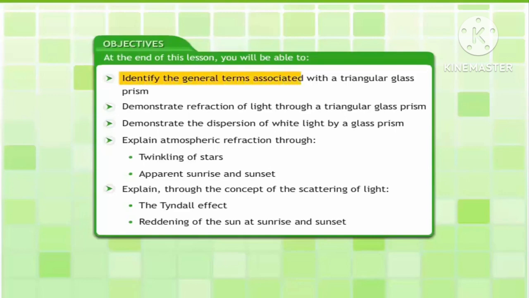identify the general terms associated with a triangular glass prism, demonstrate refraction of light through a triangular glass prism, demonstrate the dispersion of white light by a glass prism, explain atmospheric refraction through twinkling of stars, apparent sunrise and sunset, explain through the concept of the scattering of light, the Tyndall effect, and reddening of the sun at sunrise and sunset.